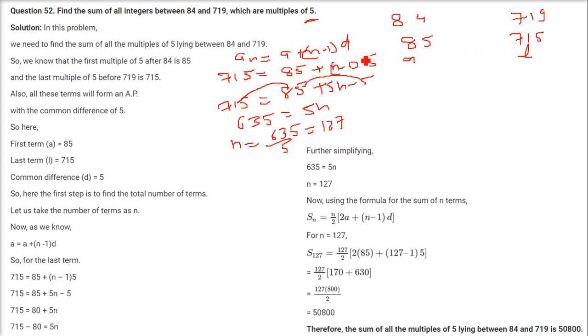In order to find out the sum of all these integers, with n as 127, S will be n by 2, that is 127 by 2, into 2a, that is 2 into 85, plus n minus 1, that is 127 minus 1, which is 126, into d. What is d? 5. Common difference is 5. So if you solve it, this is the expression, and the result will be 50800.